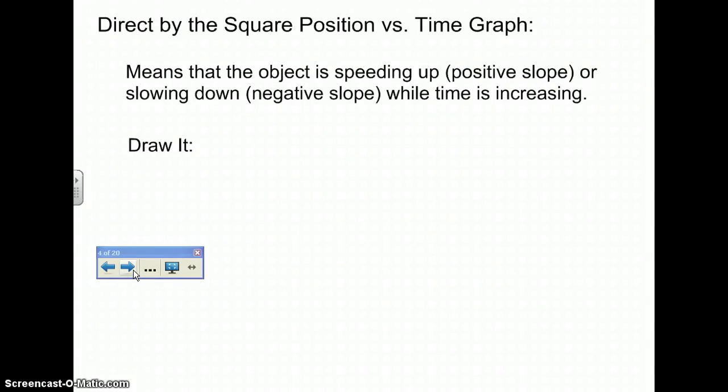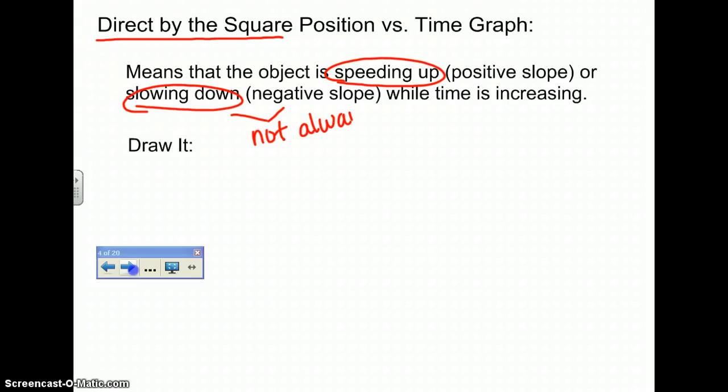Okay, so now let's look at a direct by the square, position versus time graph. This usually means that the object is speeding up or slowing down while time is increasing. One thing that I want you to keep in mind is that slowing down does not always imply a negative slope. Because notice how I'm just saying speeding up or slowing down. Well, we're in physics, right?